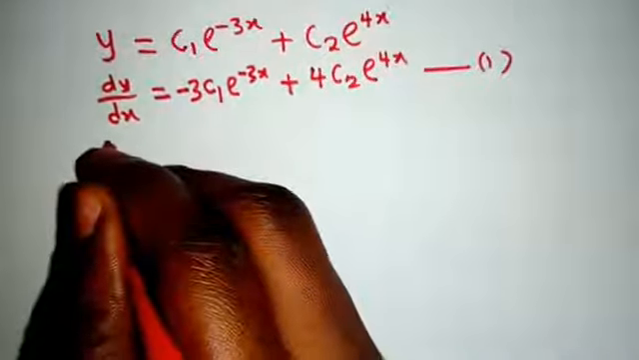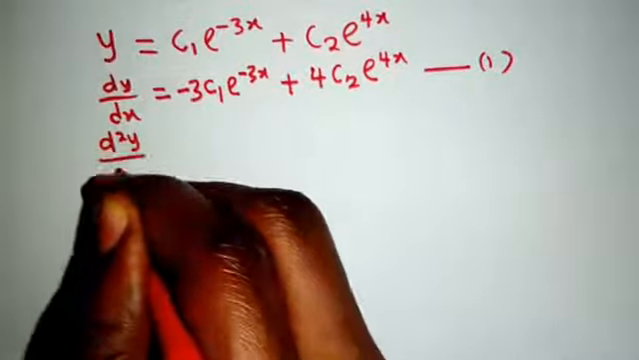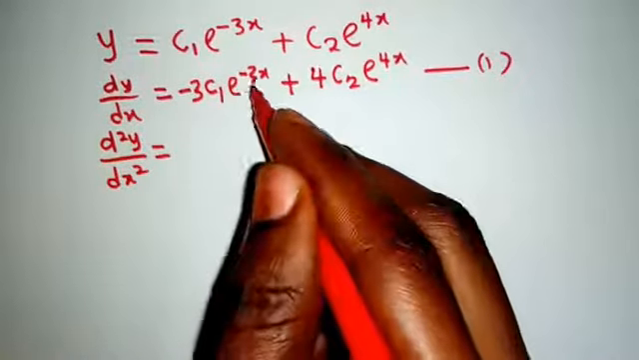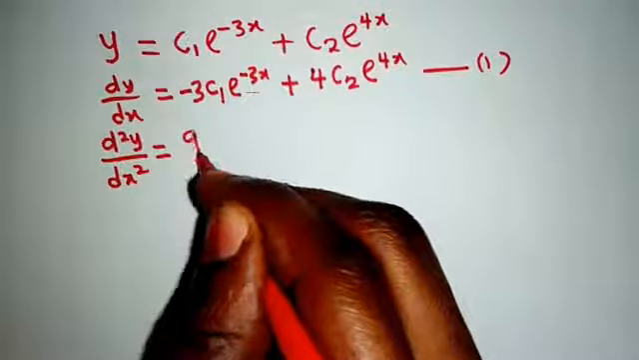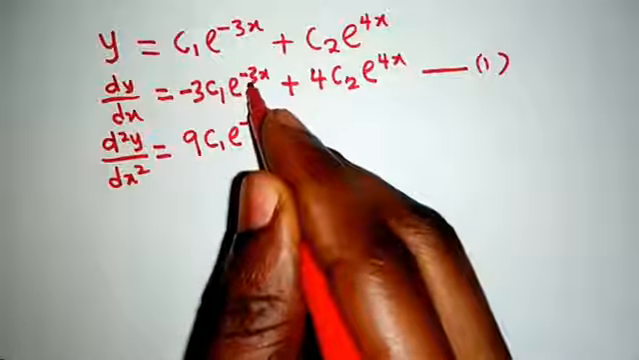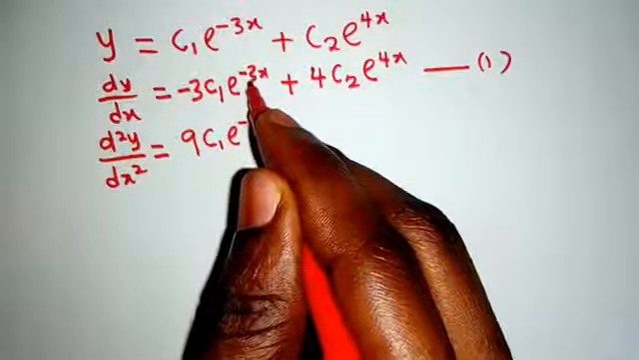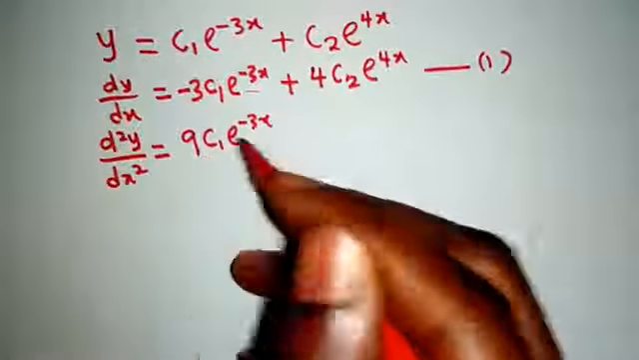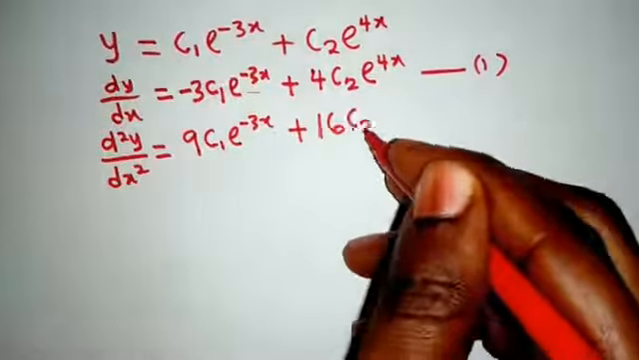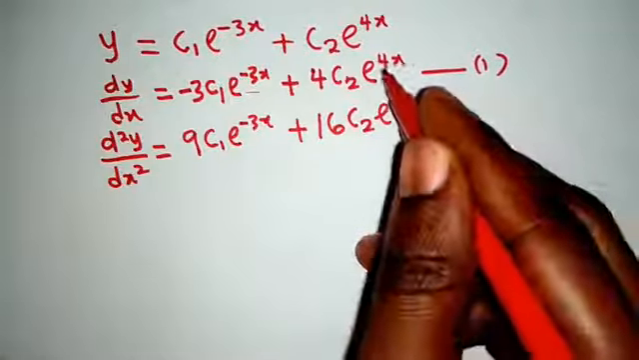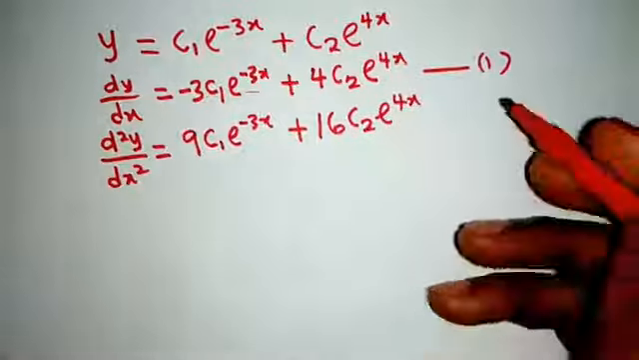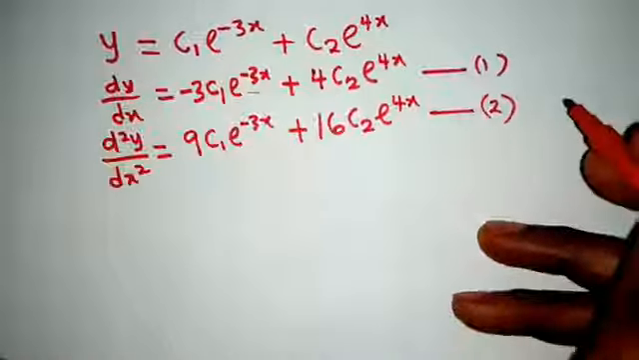Now we differentiate again. We have d squared y/dx squared equals, so if we differentiate this, we have 9c1 e to the minus 3x. That is, if we differentiate this, we have minus 3. Minus 3 times minus 3 gives us 9. Plus, differentiate this, we have 16c2 e to the 4x. That is, the derivative of 4x is 4. 4 times 4 is 16. We'll call this equation 2.